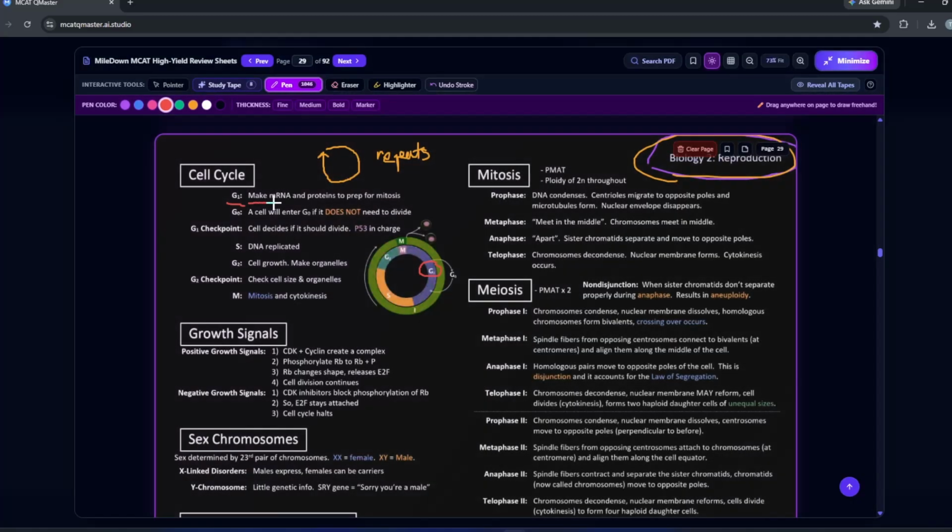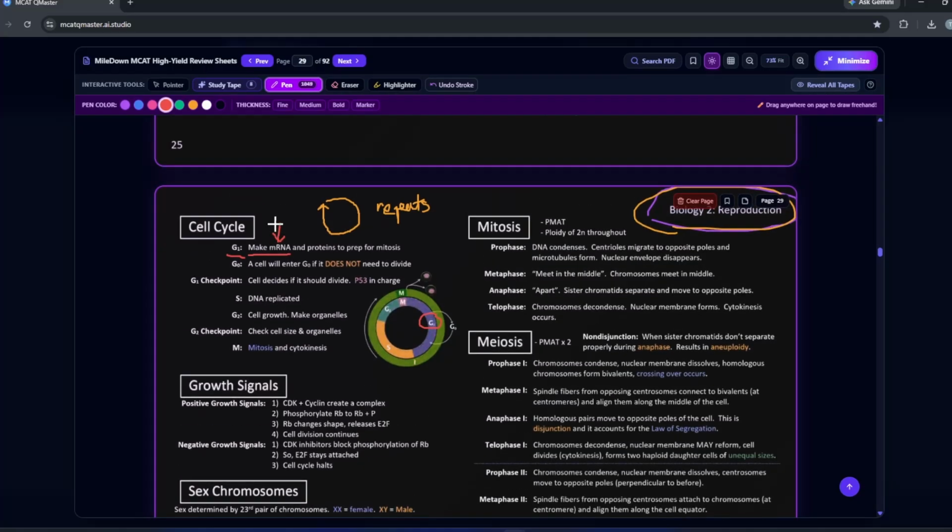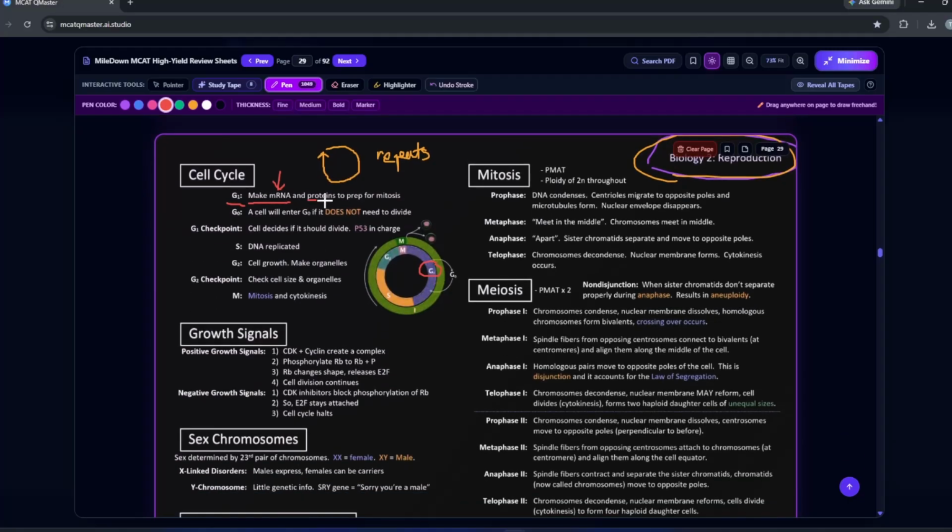As you see, G1 is the first stage. In this stage, your cell is making mRNA, which is messenger ribonucleic acid to be more specific, and then proteins to prep for mitosis. Mitosis is the way in which your cell can divide and replicate itself. So essentially, it's kind of like its own reproduction method, right?